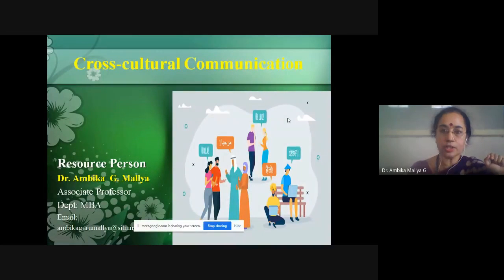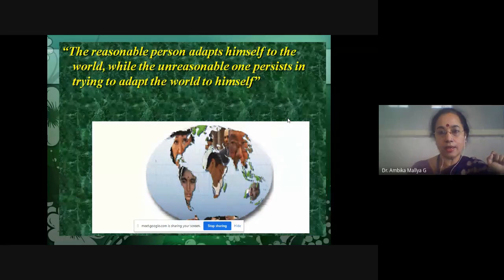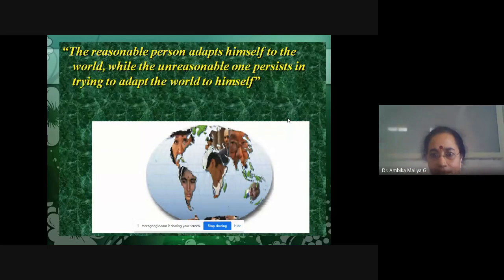This is about cross-cultural communication, and I'll just go through the slides again at a little speed. I'll increase my speed. It's kind of a fast forward. The reasonable person adapts himself to the world, while the unreasonable one persists in trying to adapt the world to himself. What does this mean? This means if a person is logical enough, if you are practical enough, you need to know that you need to adapt to the world, and you cannot expect the world to adapt to you.